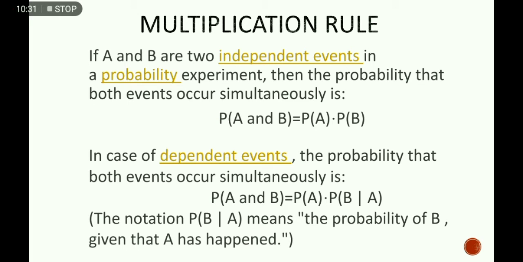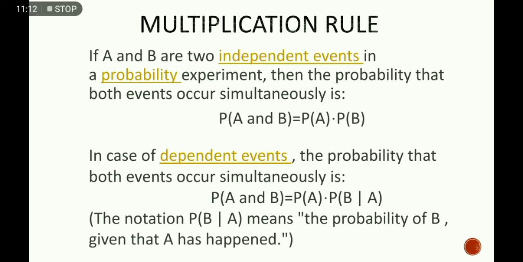Next, we have multiplication rule. If A and B are two independent events in a probability experiment, then the probability that both events occur simultaneously is probability of A and B is equal to probability of A multiplied by the probability of B. In case of dependent events, the probability of A and B is equal to the probability of A multiplied by the probability of B given A. The notation P of B given A means the probability of B given that A has happened.